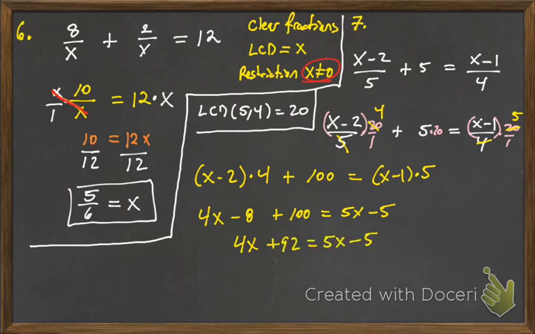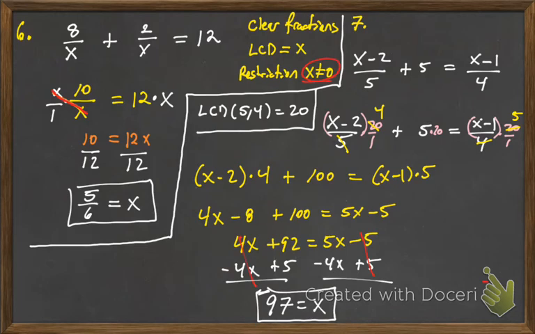Now, I'm going to decide to move the x's onto the right-hand side, so I'm going to subtract 4x, and I'm going to add 5. So 97 is equal to x, and that's it. You can go ahead and plug it back into the original equation to check to see if it works if you like to.